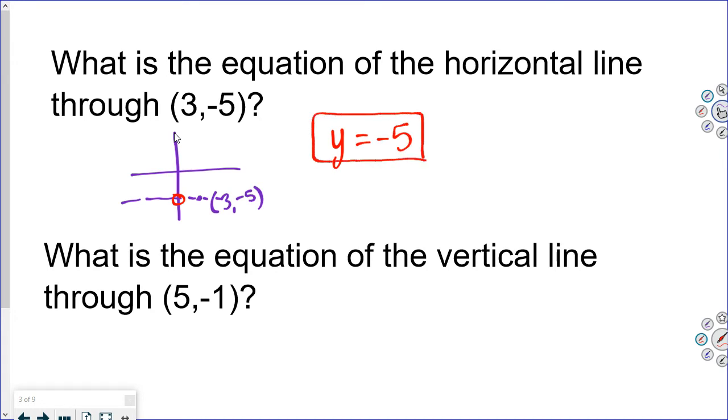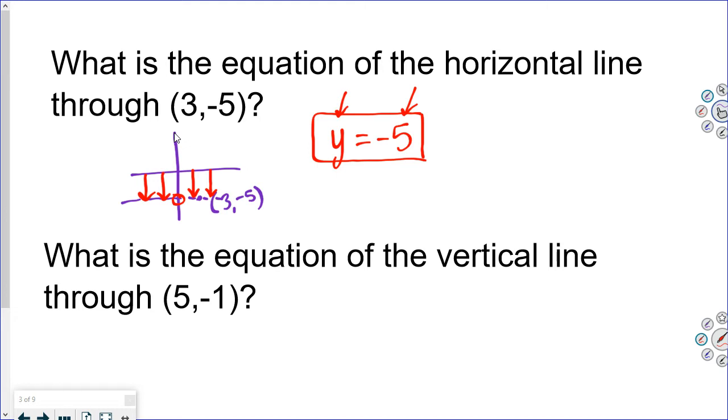The other way to think of this is, no matter where I'm at on this line, I'm always going down 5 units. So the down is our y coordinate, 5 units is that part. So it's y equals -5. It's not right or left, otherwise that would be an x.